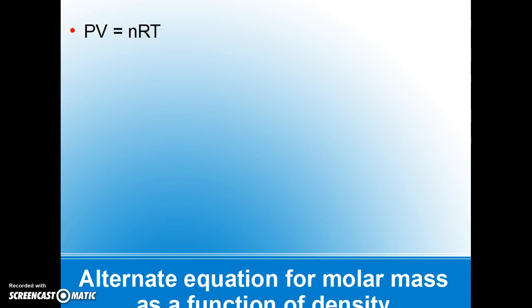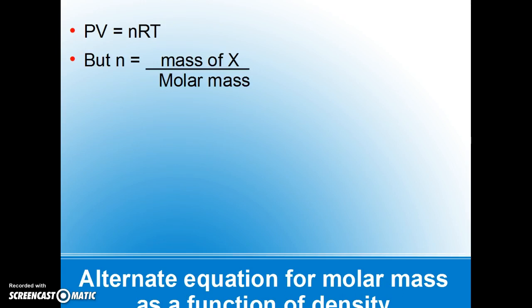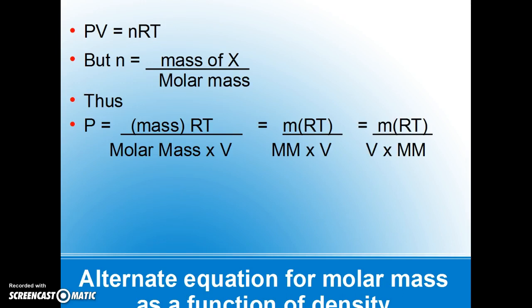Now there is an alternate equation for the molar mass as a function of density. We derive it in this way. We start with PV equals nRT. Now we know that n, the number of moles, is the mass of whatever it is we're measuring divided by the molar mass of that particular substance. Thus, we can change the original equation by substituting mass over molar mass for n and dividing both sides of the equation by the volume, V.